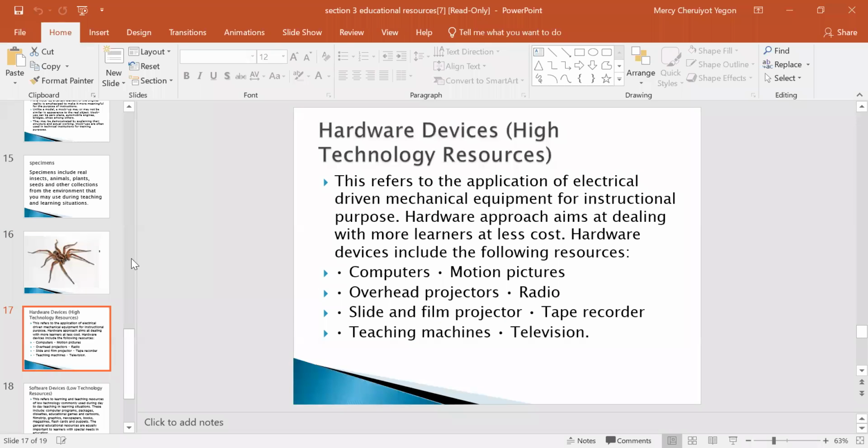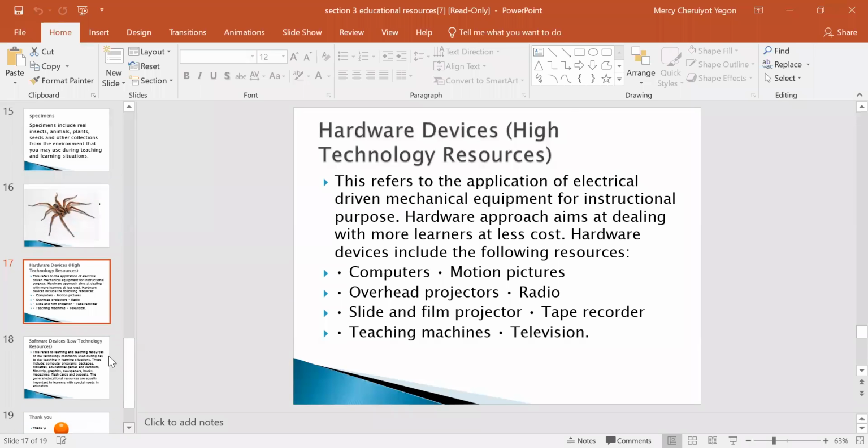Hardware devices or high technology resources. These include computers, motion pictures, slide and film projectors, televisions. I forgot to add, please add for me there, mobile phones. Mobile phones are also important.